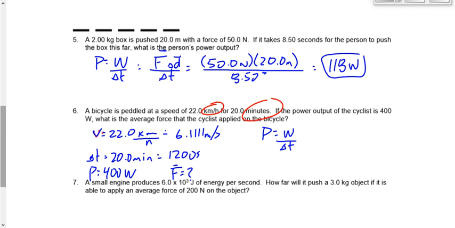Okay, so we could say V is equal to D over T, and we could solve for displacement that way. I think V times T. We got V, we got T. Solve for the displacement. Right here, we could solve for the work, given this and this, and then W is equal to F times D to solve for F. Is that what you did? Yeah. Okay, good.